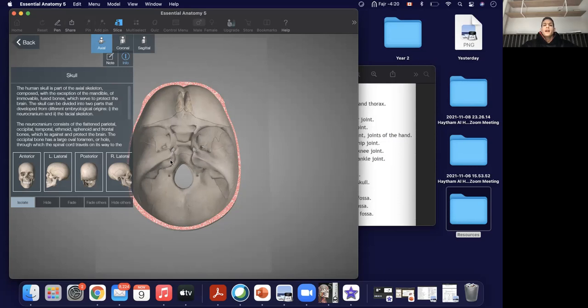Then the posterior cranial fossa. The anterior border is made up of the most superior part of the petrous temporal bone with the dorsum sellae, which is this part.